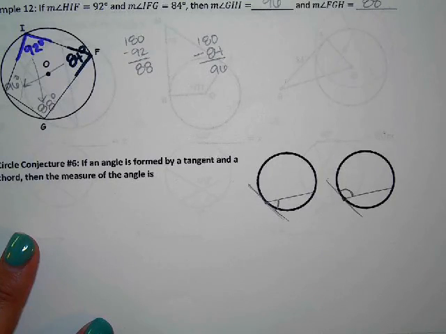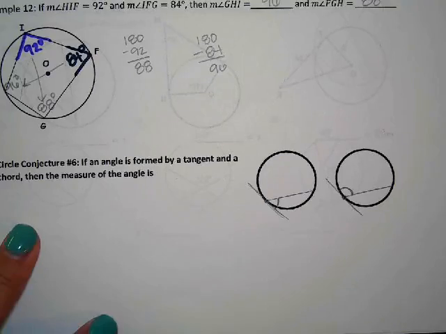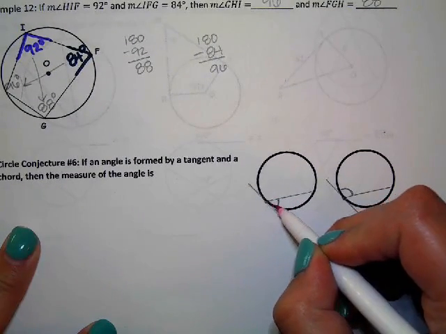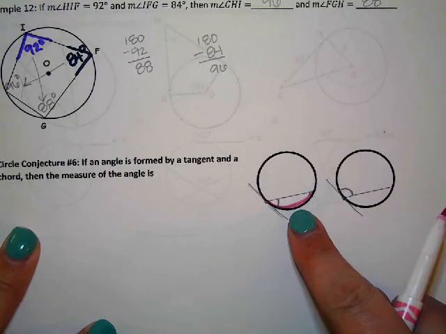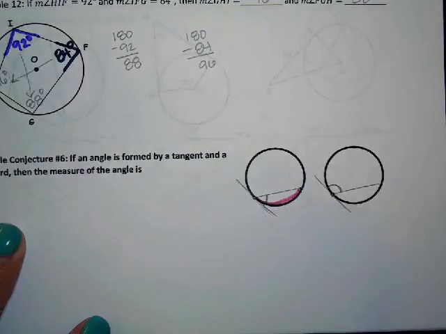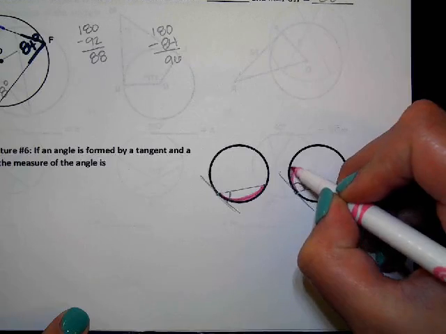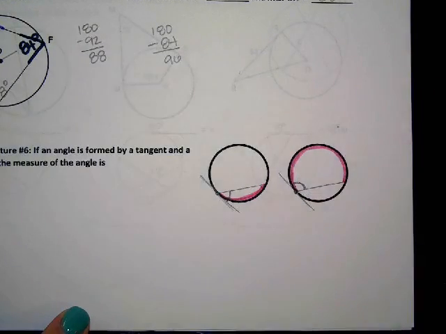So I'm going to go ahead and draw on these. You have the angle right there, and then the arc that goes with the angle looks like this, which is kind of interesting. And for the other one, the arc that goes with this angle looks like this. So it's not called an inscribed angle, but the relationship is the same: the angle itself is half the measurement of the arc.